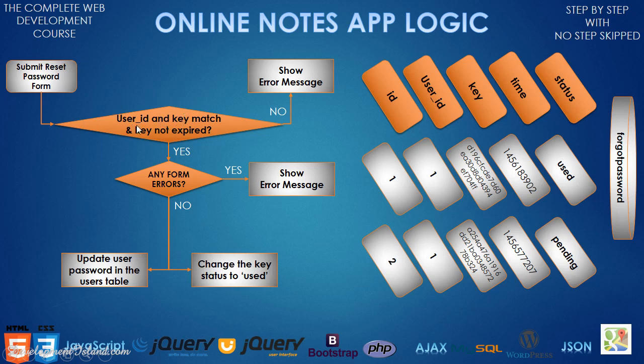So we're going to need to check these values again and make sure that we've got this combination in the forgot password table. And also we're going to make sure that the key has not expired yet. If everything is fine, then we're going to check the inputs of our user. Otherwise, we show an error message.